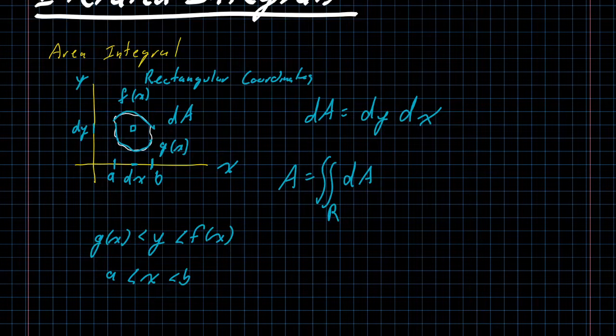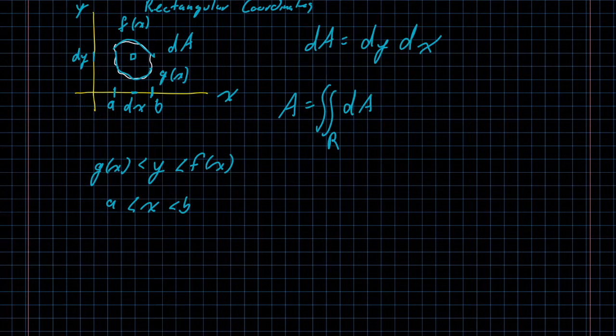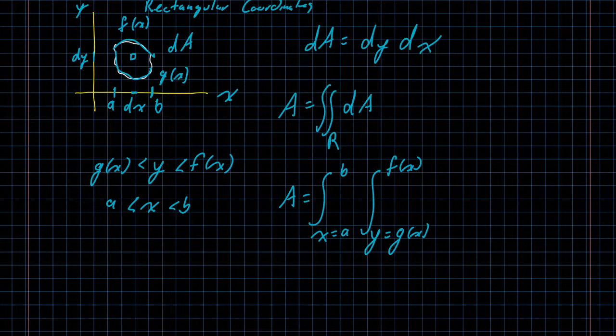And so here's where we get to the idea of iterated integral. I'm going to take my area here, my region, and I'm going to iterate it as two separate integrals. The integral x goes from a to b, and then the integral y goes from g of x to f of x. And I'll rewrite dA as dy dx.